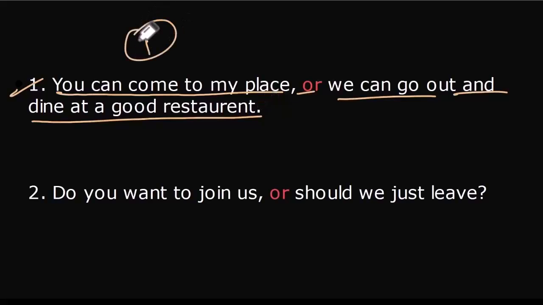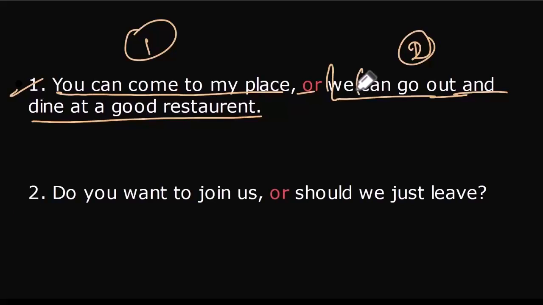Number one, you can come to my place and have fun and eat something, right? This is independent clause number one. Or we can go out and dine at a good restaurant. Now guys, notice this is just one clause where you have two predicates. We can go out and dine at a good restaurant. These are not two clauses. This is just one clause which has two predicates in it.